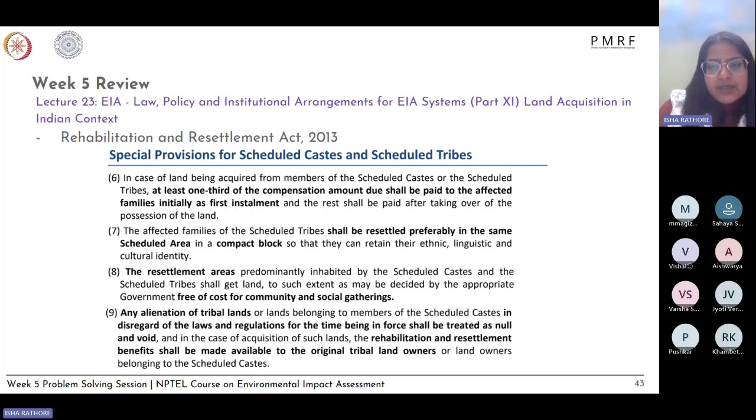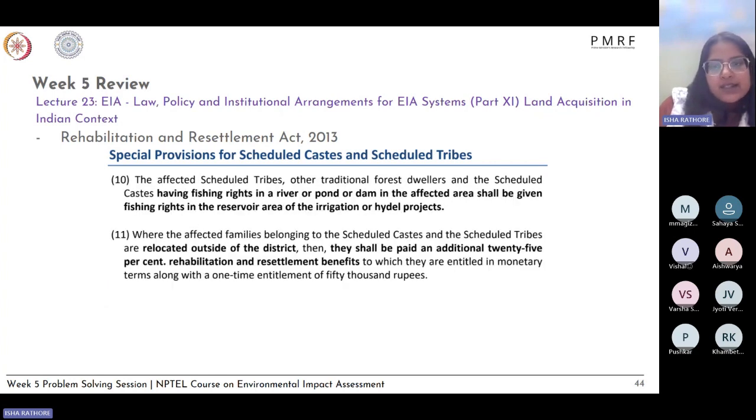And if any tribal land or land belonging to scheduled castes is also being considered in this, basically similar things apply to tribal communities as well, scheduled caste and tribal communities. And lastly, if the affected scheduled tribe depend on traditional methods of forest, they are forest based or they have fishing rights, they use like a local pond for meeting their personal needs, then fishing rights in the river or pond shall be given.